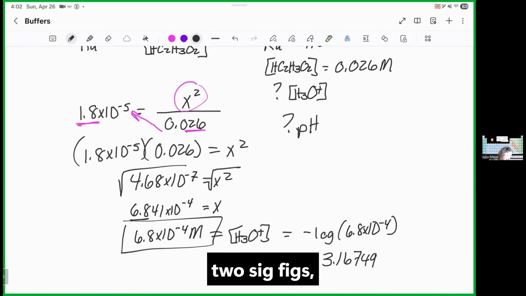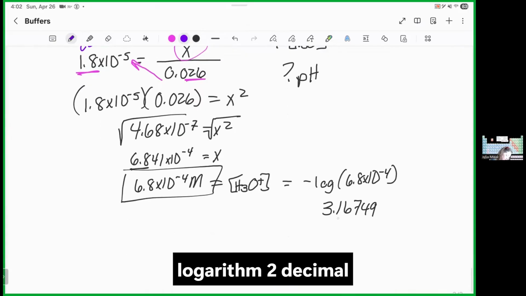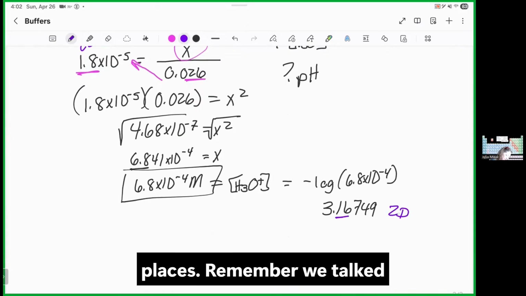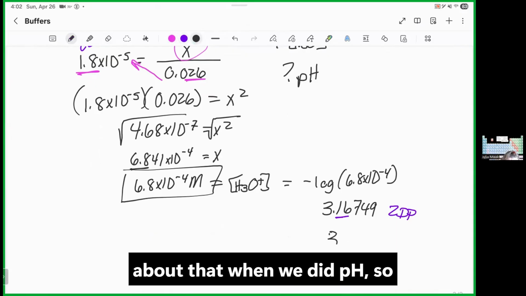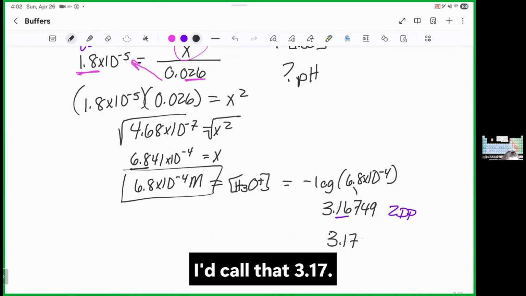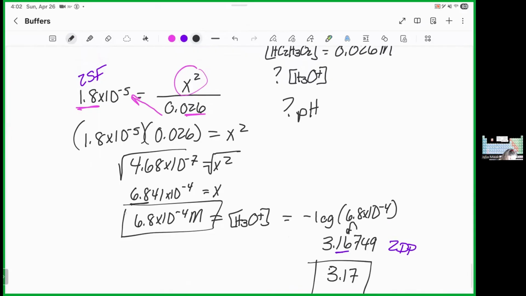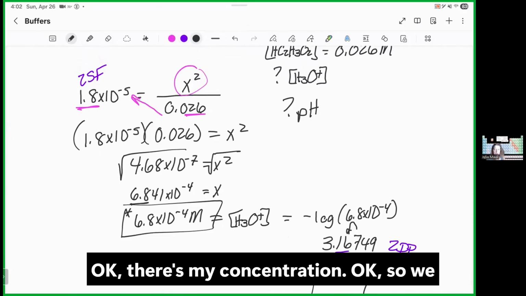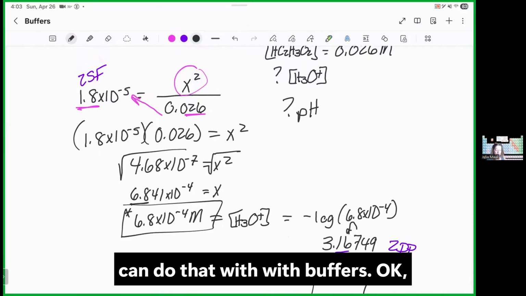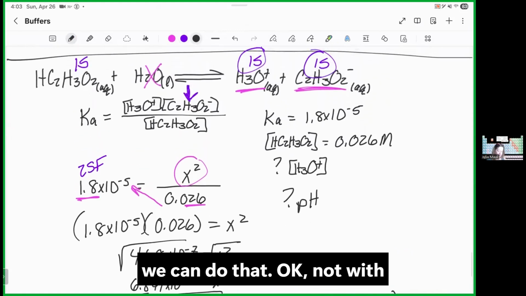I get 3.16749, and we had 2 sig figs. So in our logarithm, 2 decimal places. Remember, we talked about that when we did pHs. So I'd call that 3.17. It's my pH of that. Okay, there's my concentration.